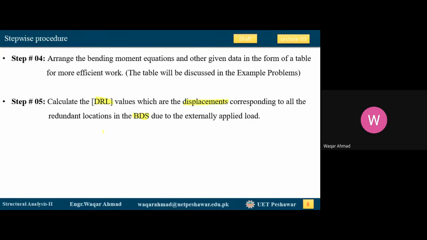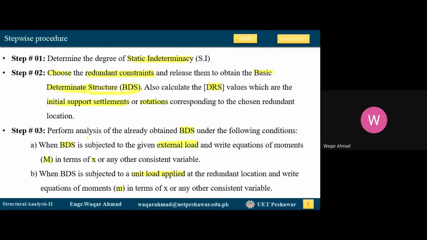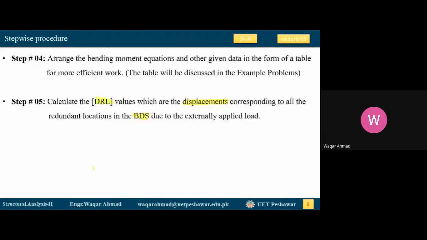So the capital M value, which we have obtained from step number 3. If you look back here in step number 3, we found this capital M value and also the small m value. So if you put them in the equation which we studied earlier for the deformations through the unit load method, you then obtain these DRL matrix values in this step. So you need to know the capital M value and the small m value from step number 3, and put them in that equation for the deformation in order to get the values of this DRL matrix.